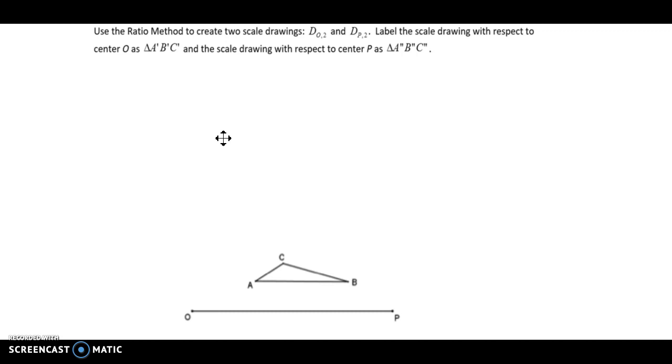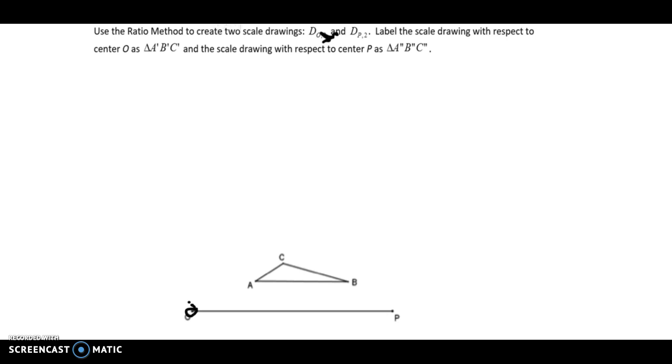We are doing lesson 2 on unit 4, and this first question is a little bit confusing. It says use the ratio method to create two scale drawings, a dilation centered at O. So O would be here. I'm going to do a dilation centered there, and this is the scale factor, meaning I'm going to make it twice as big. And then I'm going to do one at P, doing the same thing, making it twice as big. So really, this involves two dilations today.